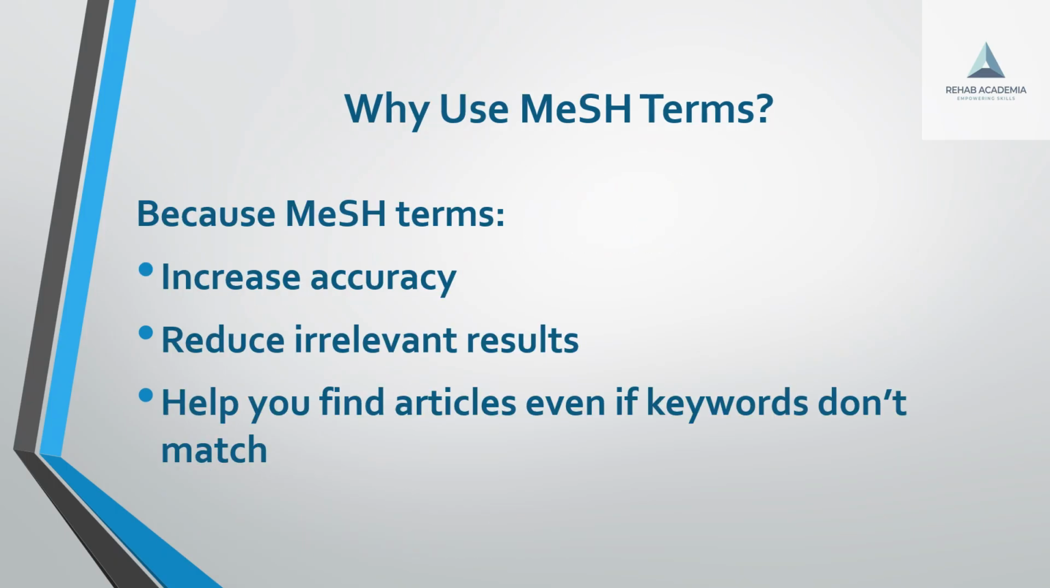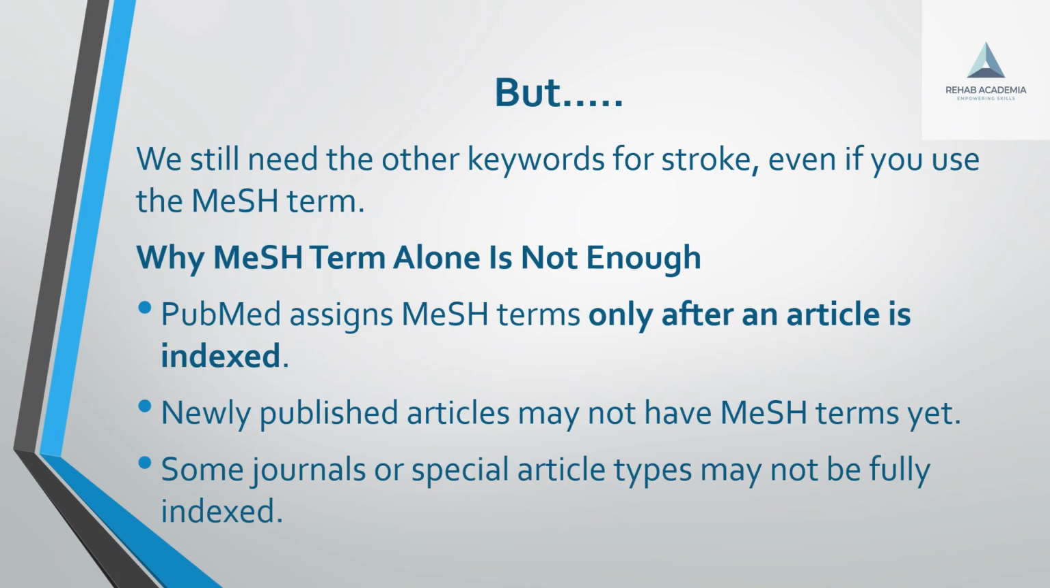Why do we use MeSH terms? Because MeSH terms increase accuracy, reduce irrelevant results, and may help you find articles even if keywords don't match. But we still need other keywords for stroke, even if you use the MeSH terms. So, if you search only using the MeSH term stroke, you might miss new or uncategorized relevant studies.